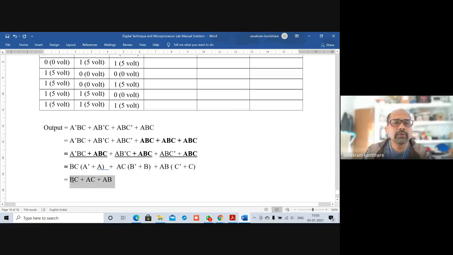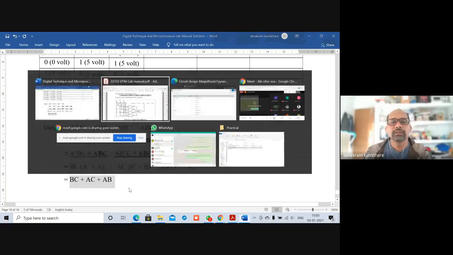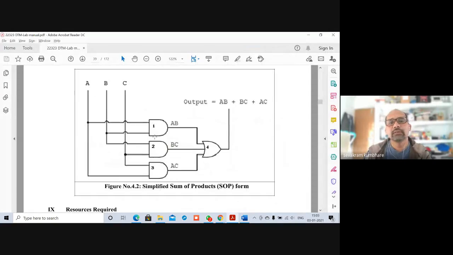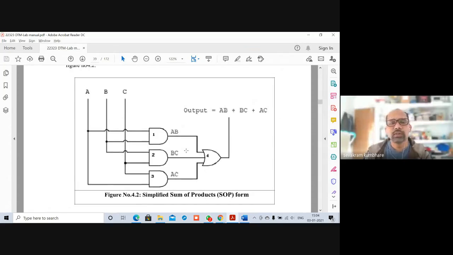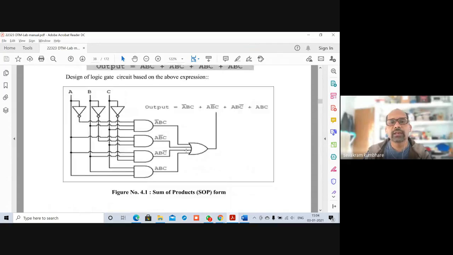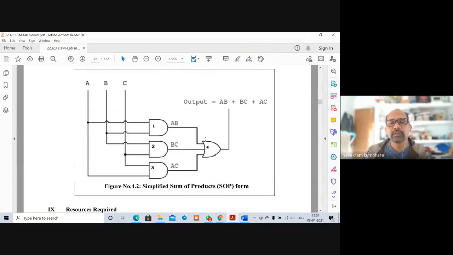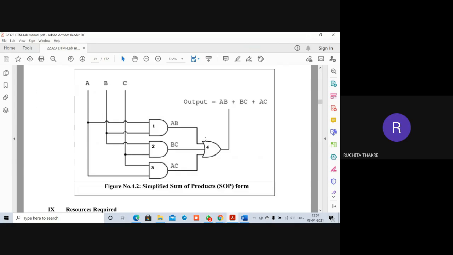Now if you observe this, this is nothing but your implementation where we have A, B and C, and we are using only 2 input AND gates and a 3 input OR gate. So we are getting AB, BC, AC, and that will give us the total output. Now if you observe this diagram and the previous diagram, which one is simpler, first or second? Second one is simpler, right?